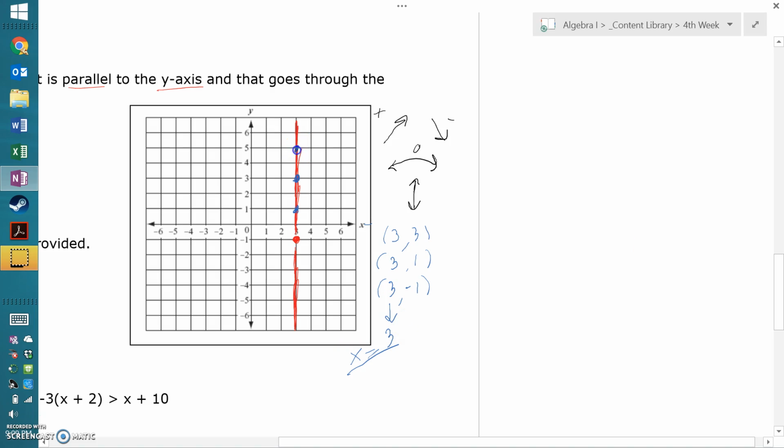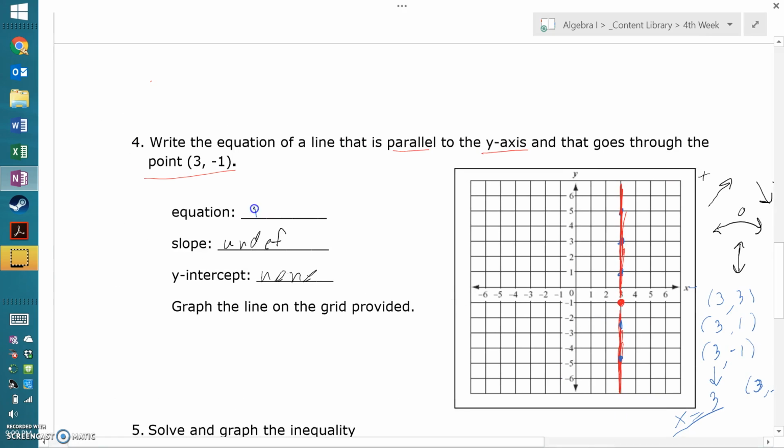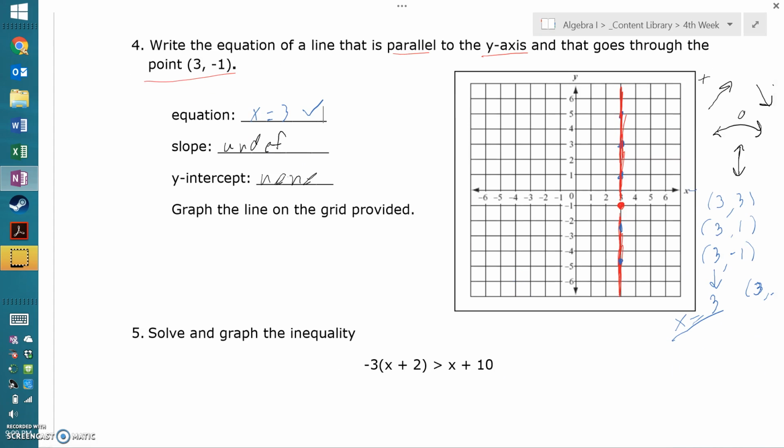In fact, any other point that you would pick has to have an x value of 3 and then whatever y value you choose after that. So the only thing you're going to be able to say here is that the x value is 3. There's your equation. It's different from what we've normally been giving you. You're not going to use y equals because it's an undefined slope and there's no y-intercept.